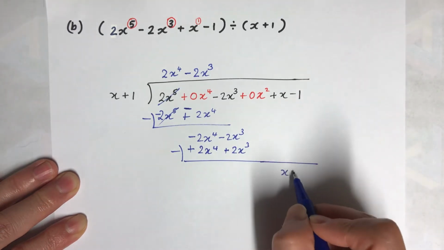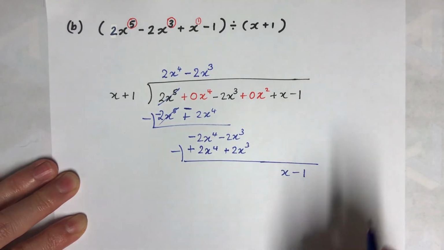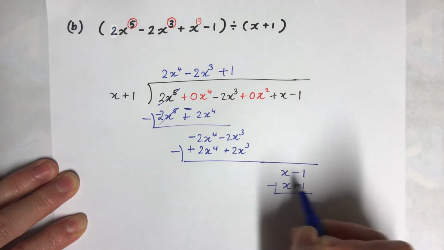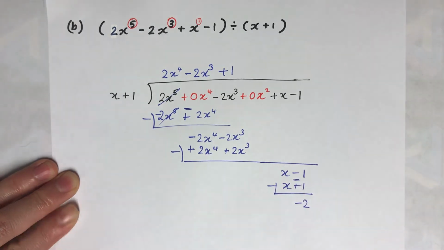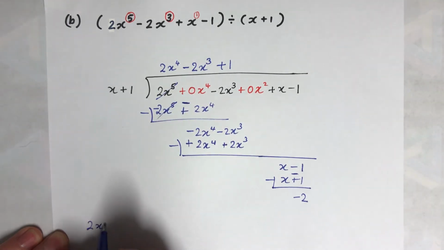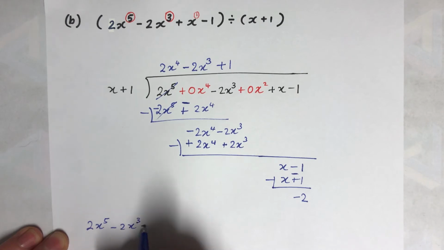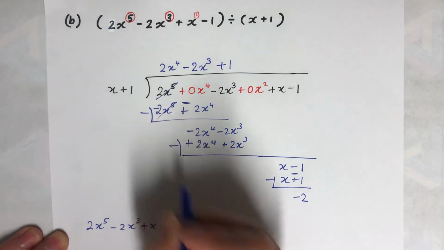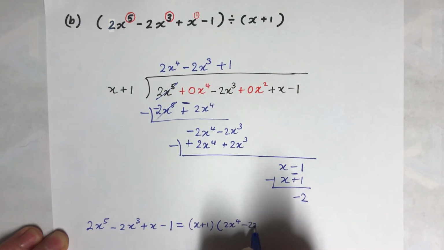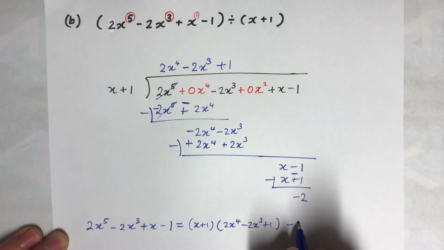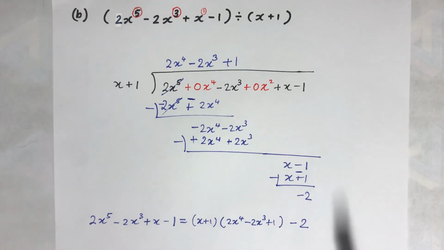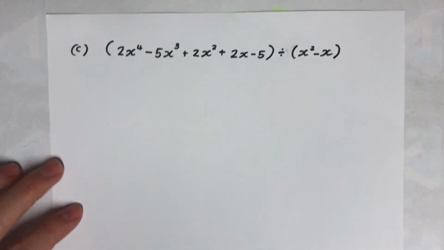So I'm just going to go straight into whatever I had left, x minus 1. And that's just plus 1. Then I will get x plus 1. And then minus it, I'll get minus 2. Okay? So what I've got, here you go, my dividend will be 2x to the power 5 minus 2x to the power 3 plus x minus 1 equals my divisor and then my quotient, x cubed plus 1, and my remainder. Now if you expand this, you will get this. Okay? Next one, the last one.